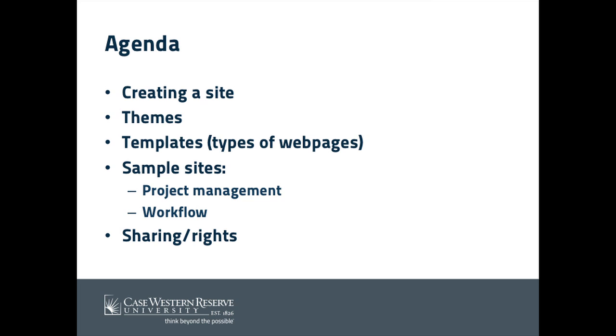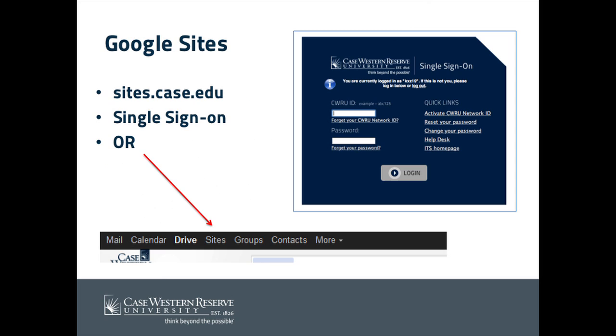All right, so today what I'm going to show you is how to create a site. I'm going to show you some themes that you can use, templates, and 2 sample sites, and we're going to look at sharing and rights as well, so you have a good way to start using Google Sites. First of all, to get to Google Sites, you're going to go to sites.case.edu.